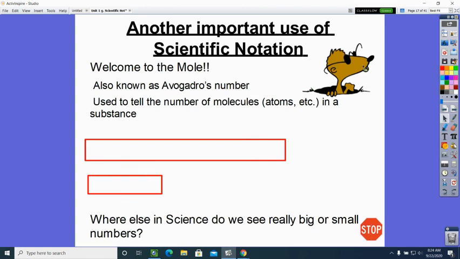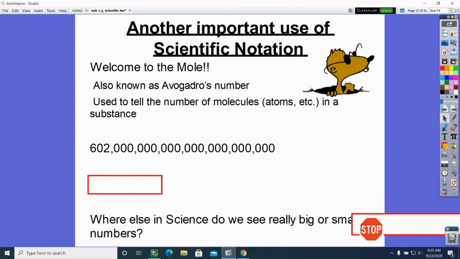And it's not the little animal that makes tunnels in your yard. It's kind of a term like the term dozen. If I talk to you about a dozen of something, you immediately know what the number is, and you know that that number is 12. So the word dozen is the same as 12. Well, the mole is the same as this number.